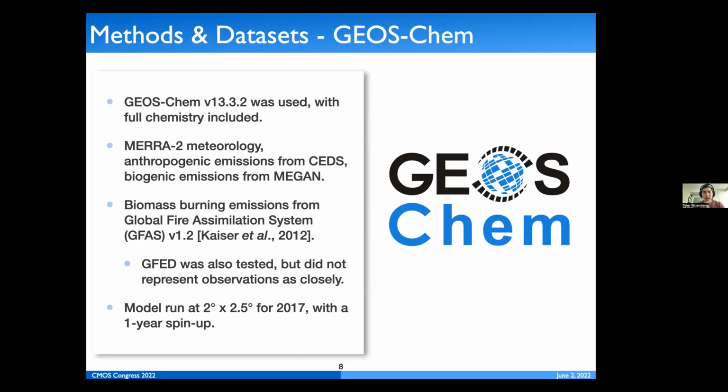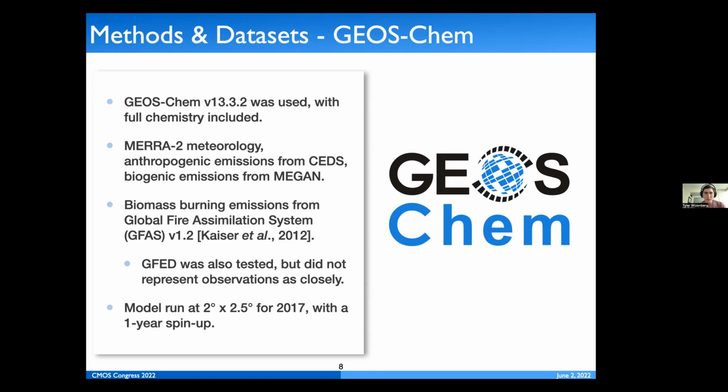Speaking of GEOS-Chem, I used version 13.3 with full chemistry, so troposphere plus stratosphere. We use MERRA-2 meteorology, anthropogenic emissions from CEDS, and biogenic emissions from MEGAN. Most importantly, our biomass burning emissions come from the Global Fire Assimilation System, or GFAS, version 1.2. We also tested the Global Fire Emissions Database, or GFED, but it didn't really represent the spatial or temporal pattern of the emissions for these 2017 fires very well compared to observations.